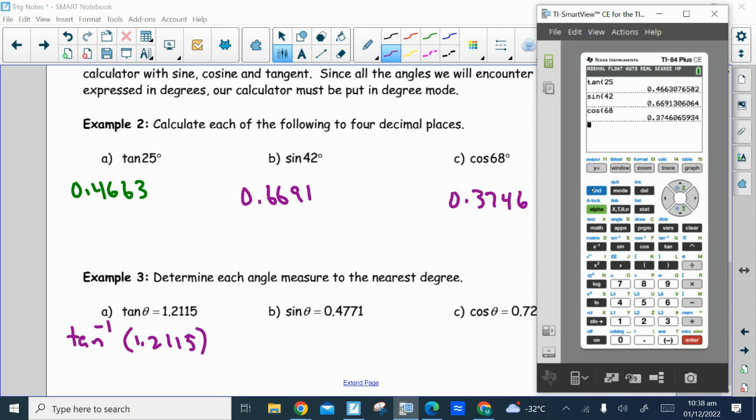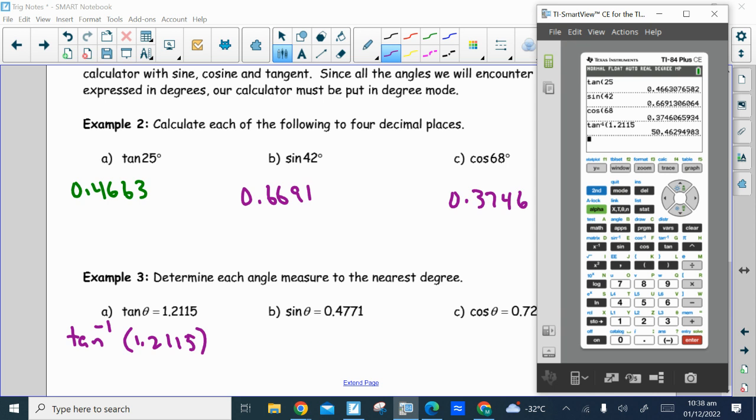So in my calculator, to get that tan to the negative 1, I have to hit second function first, and then hit the tan key. And then you can see it says tan to the negative 1. I have to type that decimal in there, the whole decimal, 1.2115, hit enter, and that's our angle. That's the angle that when we take the tangent of it, we get 1.2115.